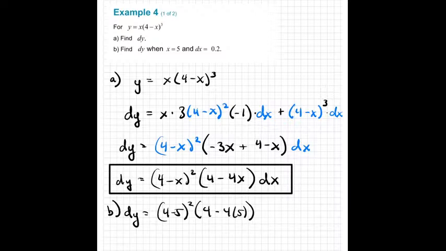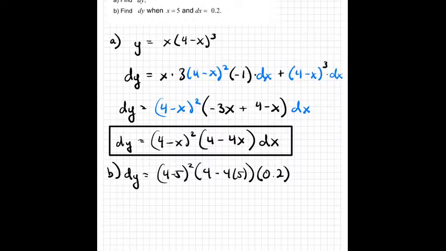Okay. Let's go ahead and simplify. That's going to be a 1, so I'm just going to say that this term goes to 1. Okay. 4 minus what, 20 is negative 16. So it looks like it's negative 16 times 0.2. So negative 3.2.